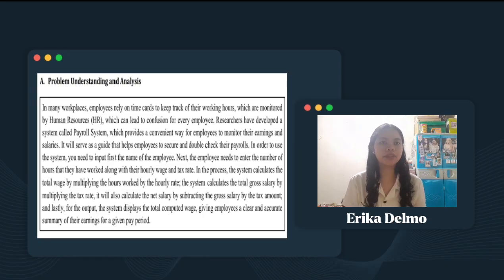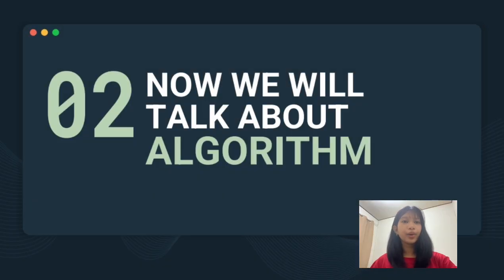In the process, the system calculates the total wage by multiplying the hours worked by the hourly rate. The system calculates the gross salary multiplying the tax rate given that multiplied by 100. The system calculates the net salary deducting gross salary by the tax amount. For output, the system displays the total computed wage, giving employees a clear and accurate summary of their earnings for a given pay period.